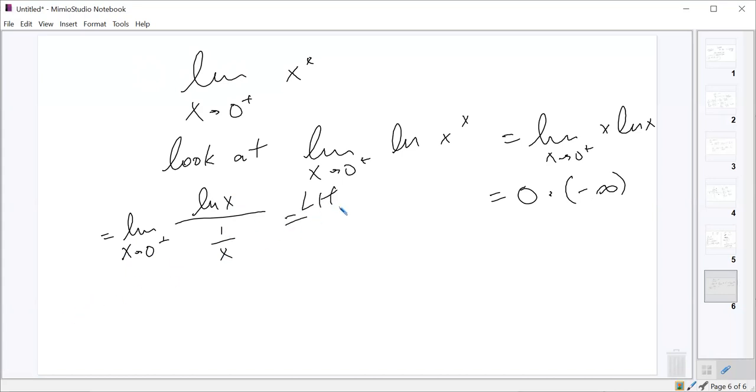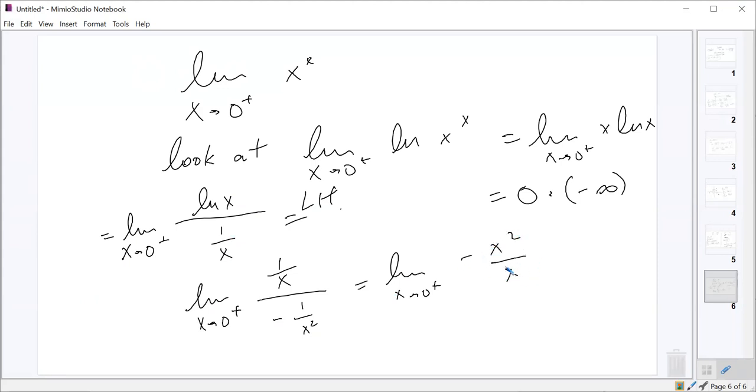I'm going to write LH for using L'Hopital's rule. Then you take your derivative, which gives the limit as x approaches 0 from the right of 1 over x, divided by the derivative of 1 over x, which is negative 1 over x squared. If we flip this around, this becomes negative x squared over x. Canceling the x over x, we just have negative x, and as we approach 0 from the right, negative x is 0.